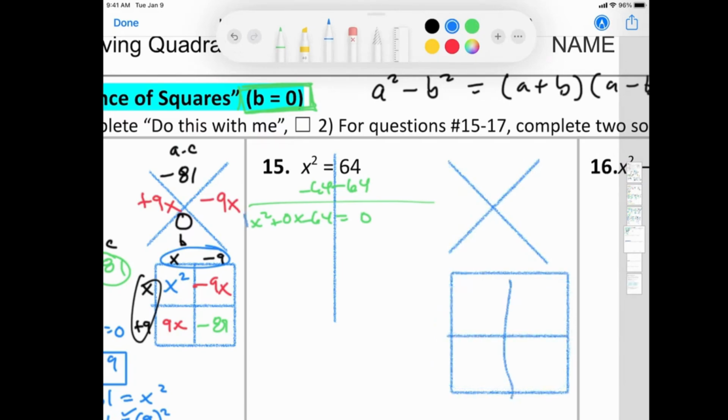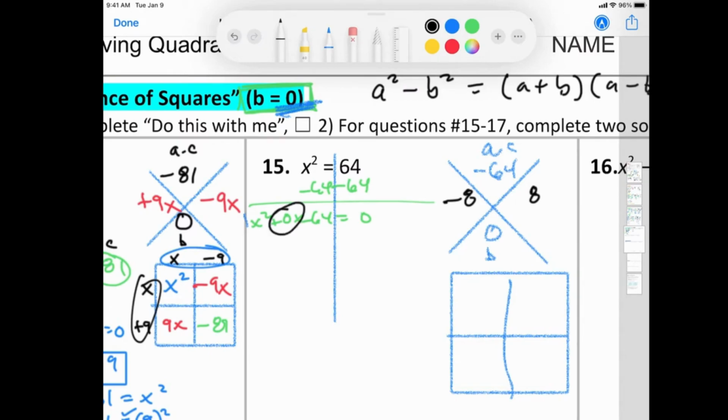So a is 1, b is 0, c is negative 64. My b value is 0, that's why I said that the b here is 0. Two numbers that multiply to negative 64 and add to 0 are 8 and negative 8. You'll recognize that these will always be the same number, but one's positive, one's negative.